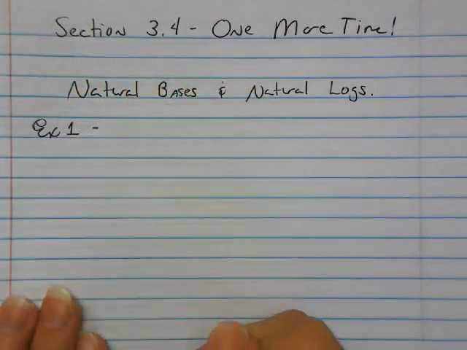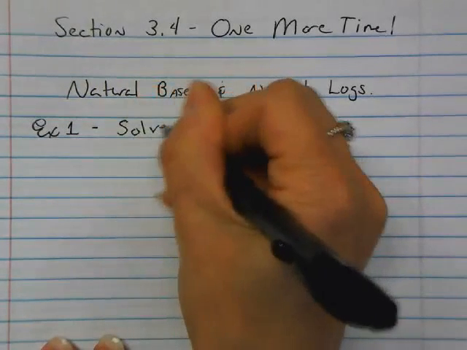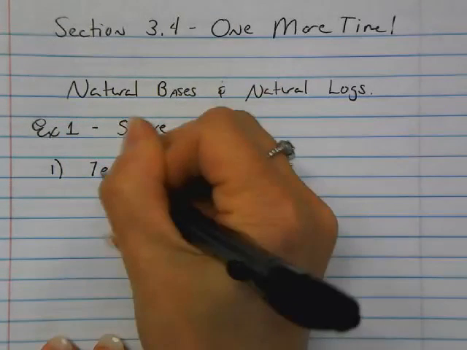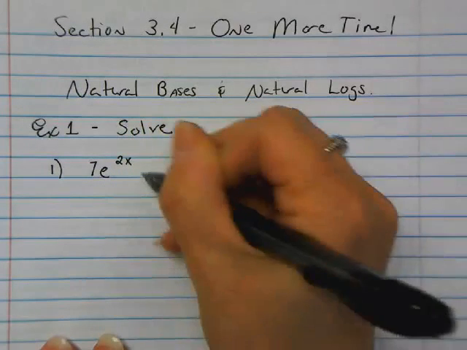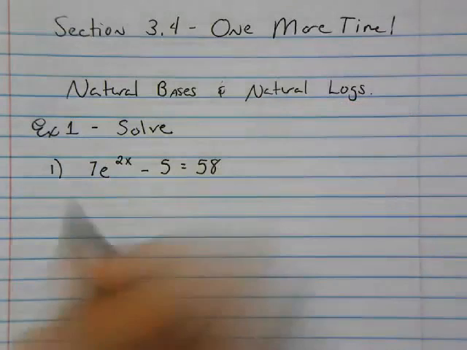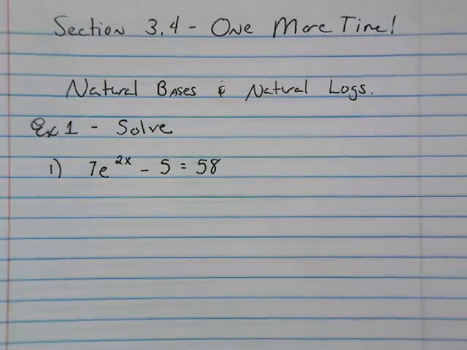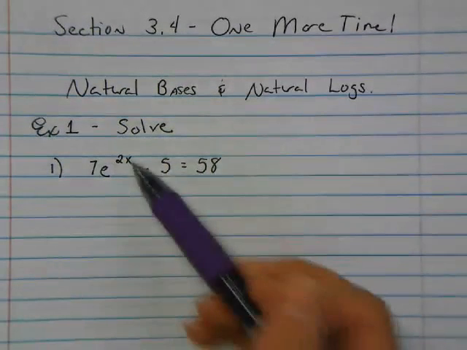Alright, so example 1 you're going to solve. I'm going to start off with 7e to the 2x minus 5 equals 58. Okay? Your job is to get x by itself, just like any old equation. So my first question would be, well, what do you do? You're trying to isolate this.